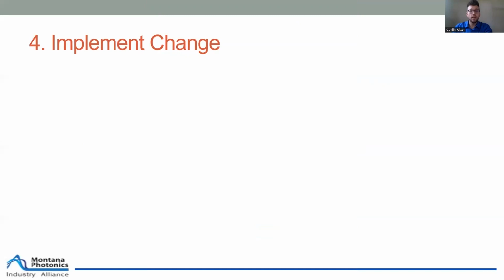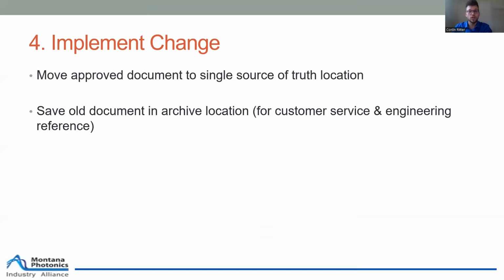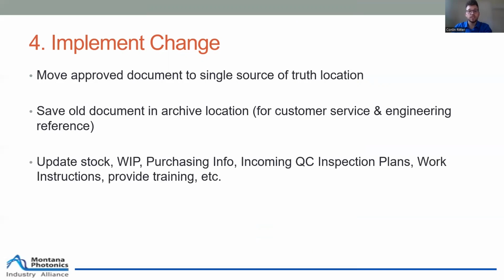Next, go ahead and actually implement the change if you have approval. You want to take your draft document and move it to the single source of truth location where everyone in your company will know to look for it. Don't just delete your old document though, save it in an archive location. That often is useful for customer service and engineering reference. And then go ahead and make those additional steps we talked about. Update your stock, your work in progress, your incoming inspection plans, provide your training, whatever else may be necessary.